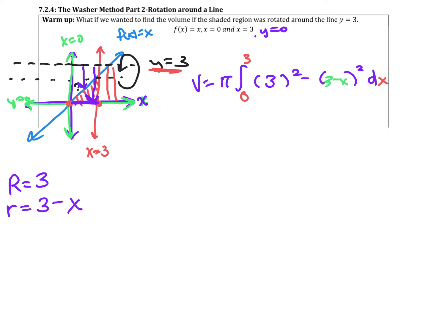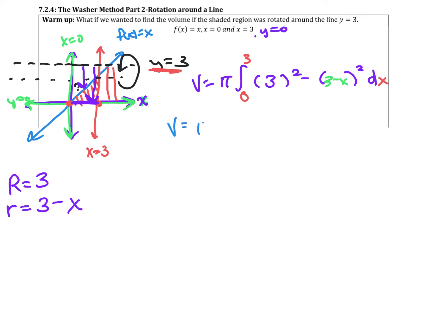And now we can go ahead and evaluate that integral. So I really want you to be thinking about, if I draw a line out from the axis that I'm rotating, what is my big R? If I draw a line in from the axis, what is my smaller r? Figure out if we're rotating and going to integrate with respect to x or y, set up, and then evaluate.